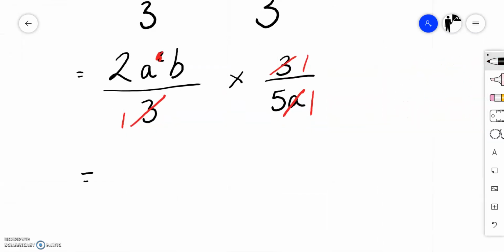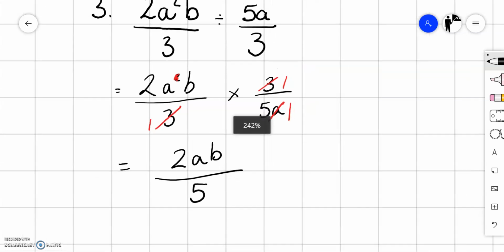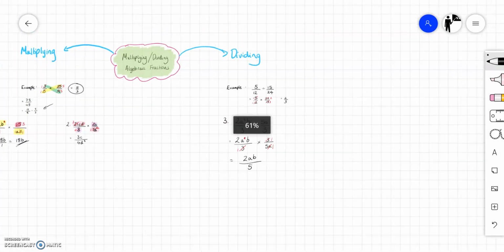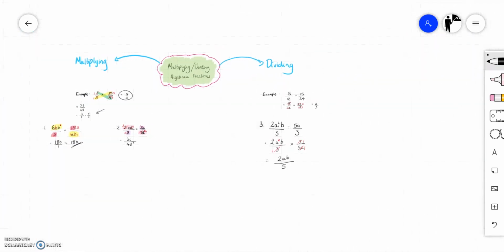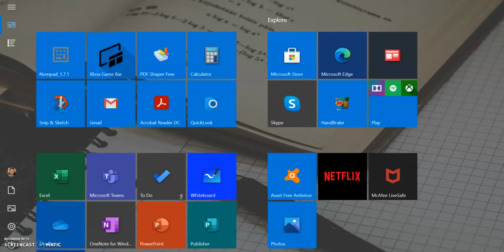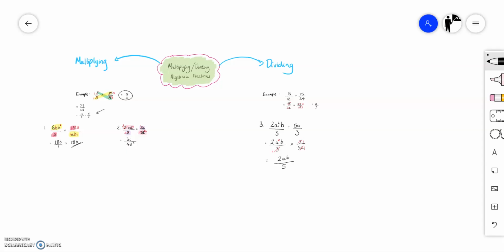Now we just read off what we've got. 2ab times 1, well, that's 2ab. I've got 1 times 5 times 1. So my final answer is 2ab over 5. Everything essentially boils back down to this multiplication strategy, but when we remember to divide, we need to remember to flip the second fraction and divide will become times.